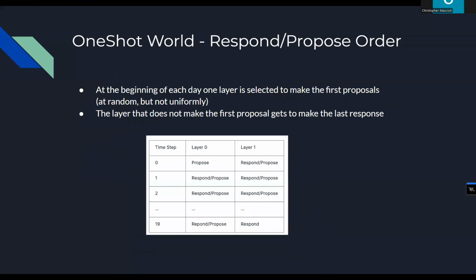At the beginning of each day, 1 layer is selected at random, but not uniformly, to be the first to make a proposal. And then the layer that doesn't make the first proposal is going to be the last to give a response. So you can see in this little table, if layer 0 proposes at time 0, then layer 1 is going to respond at time 19, and that's going to be the end of the negotiation.